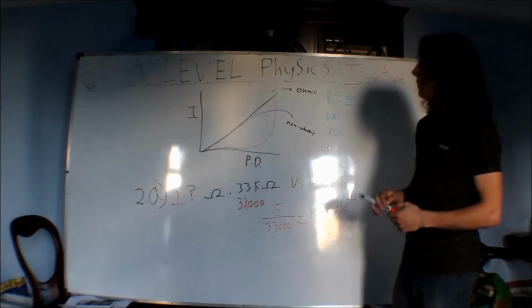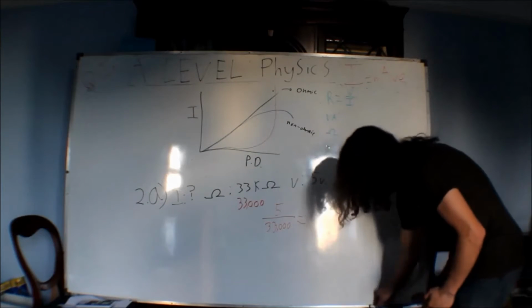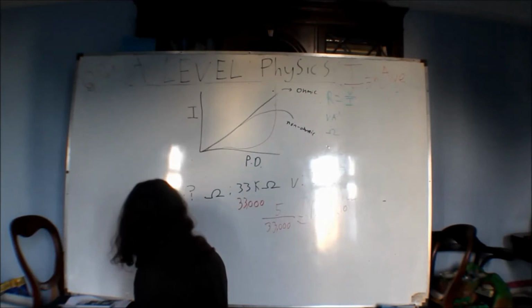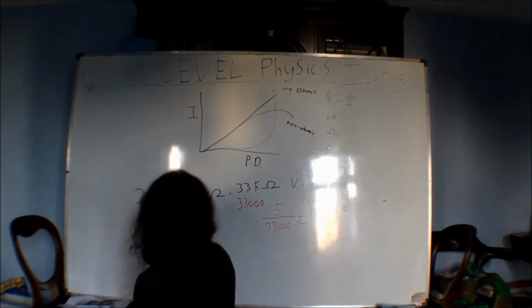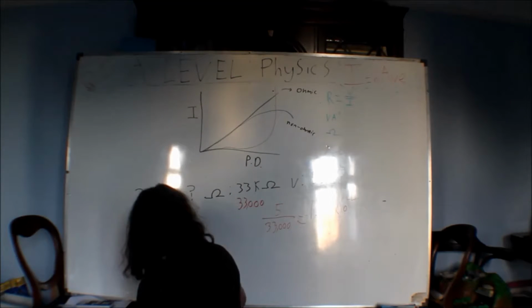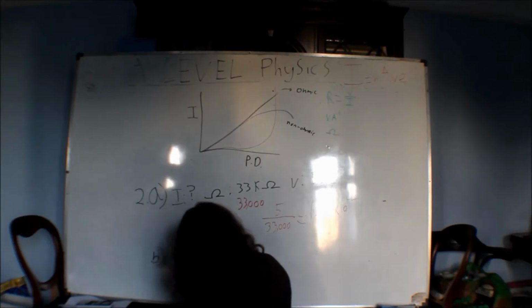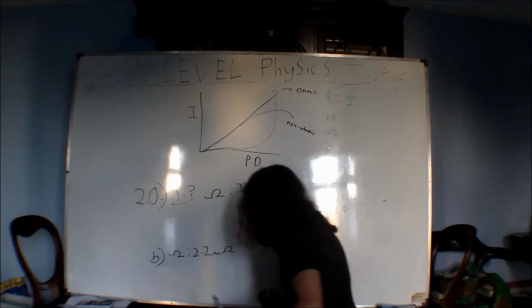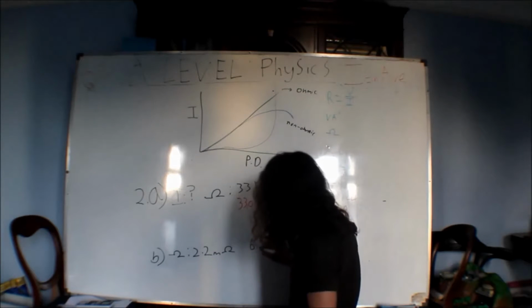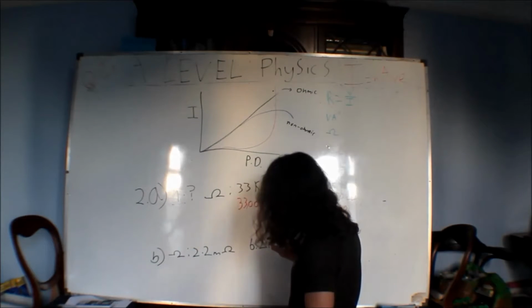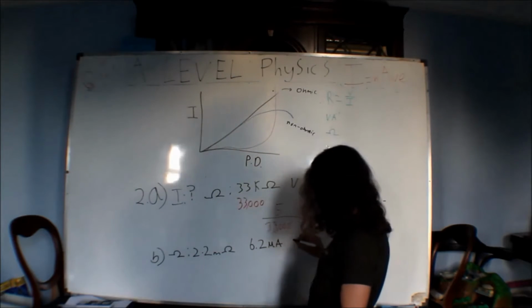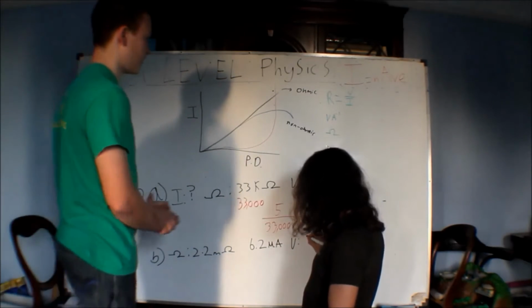Yes, so there's a part B. Part B is calculate the potential difference across a 2.2 mega ohm resistor carrying a current of 6.2 microamps. Remembering micro is the weird U-shaped symbol. You want to find out V.